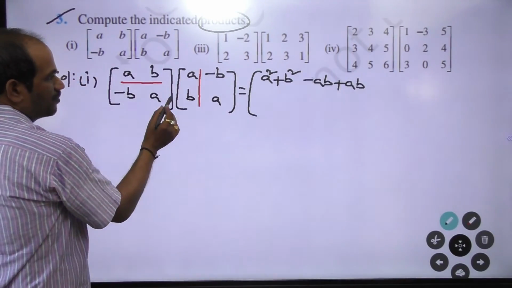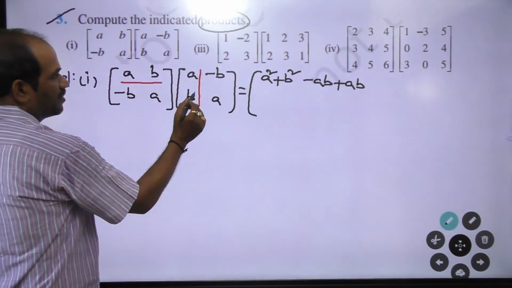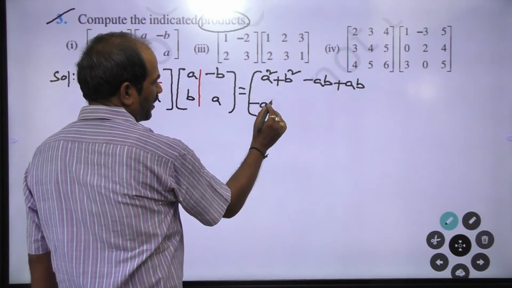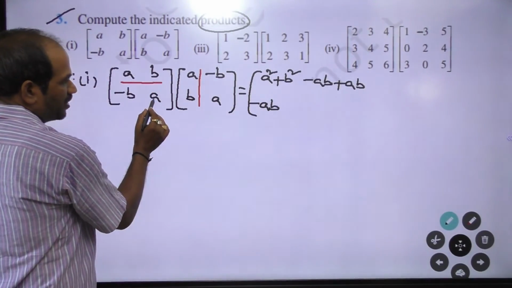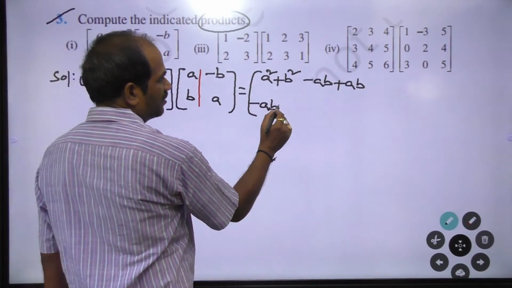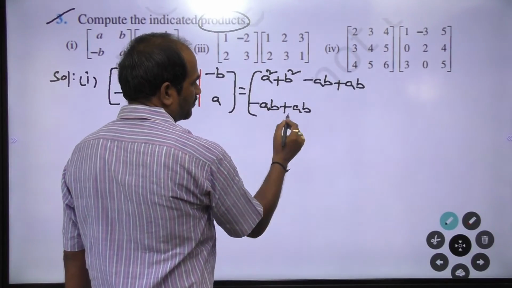So here, second row, first column: minus B into A, minus AB. Next, multiply A into B. A into B is AB.